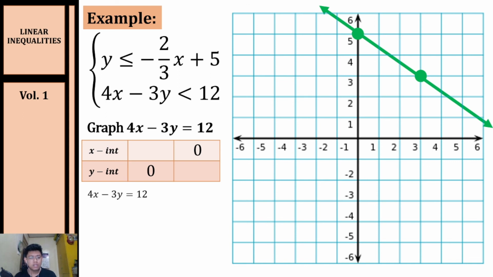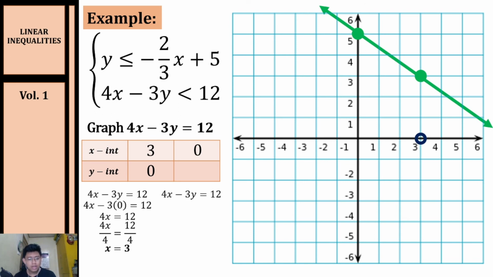So, let's solve for the x-intercept. Let's replace y with 0 and solve for the value of x. So, 4x is equal to 12. Divide both sides by 4. x is equal to 3. So our x-intercept is located at (3, 0). Now take note that we use an open circle because our second linear inequality contains a less than symbol. So we are not going to include this point as part of our solution.